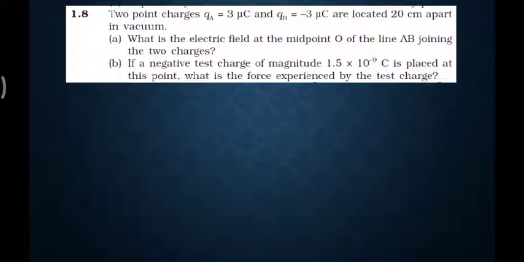Okay, two point charges QA and QB, 3 microcoulomb and minus 3 microcoulomb. They are located 20 centimeter apart in a vacuum. Okay, this is what is given. What we have to find is the electric field at the midpoint of the line joining AB, and after that we will see what the B task is.